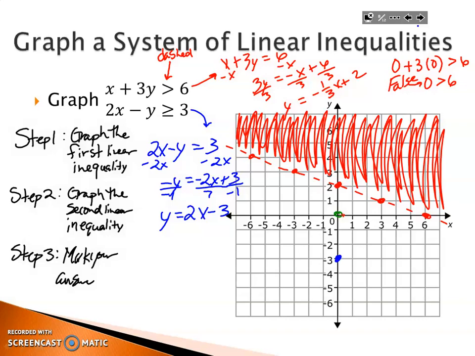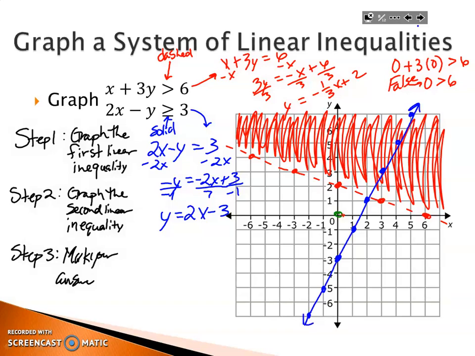Slope is 2. So that's 2 over 1. Up 2 to the right 1. Okay, could also go down 2 to the left 1. Either one of those would work. Do I have a solid or a dashed line? Solid. So I'm going to start down here and take that on up.